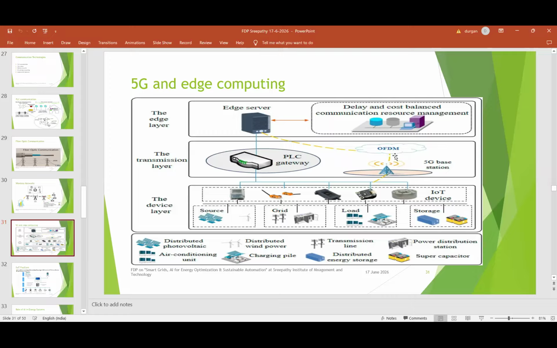After the communication, the data is transferred to the edge layer. The edge server decides how the computing resources should be allocated to achieve high efficiency. So instantly the fault detection, grid protection, or operator safety, everything can be processed immediately through this edge layer.